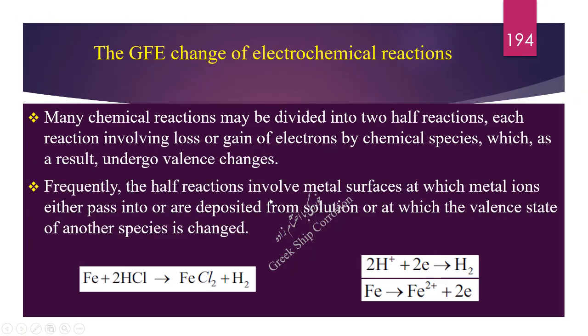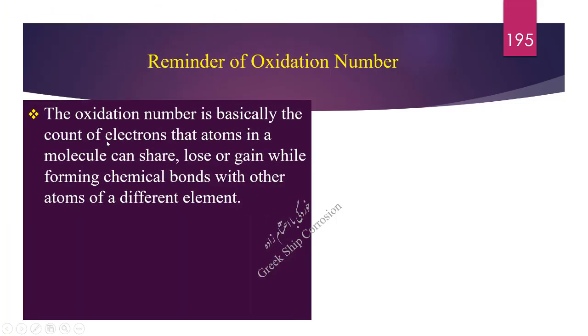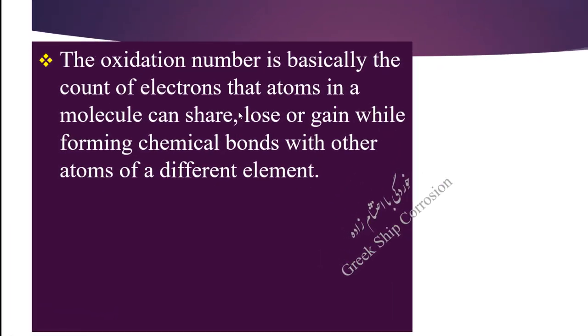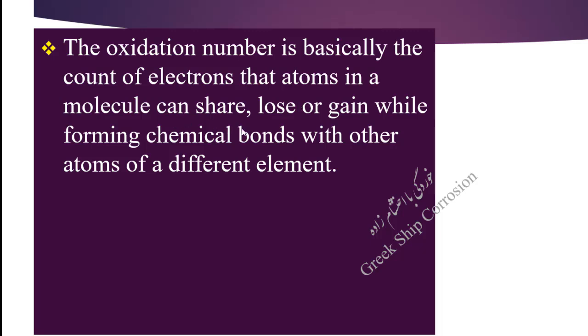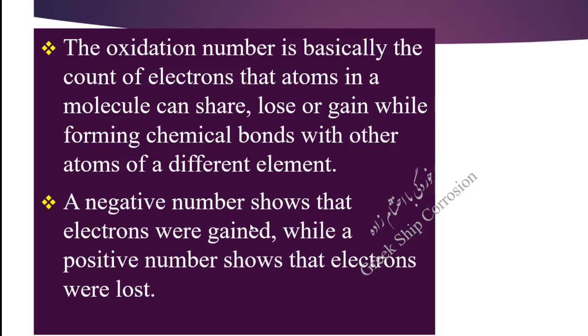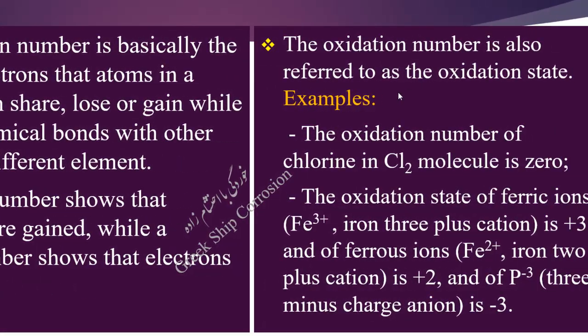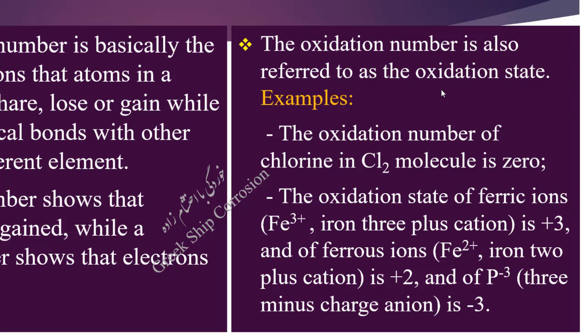Frequently, the half reactions involve metal surfaces at which metal ions either pass into or are deposited from solution, or at which the valence state of another species is changed. Reminder of oxidation number: the oxidation number is basically the count of electrons that atoms in a molecule can share, lose, or gain while forming chemical bonds with other atoms of a different element. A negative number shows that electrons were gained, while a positive number shows that electrons were lost. The oxidation number is also referred to as the oxidation state.